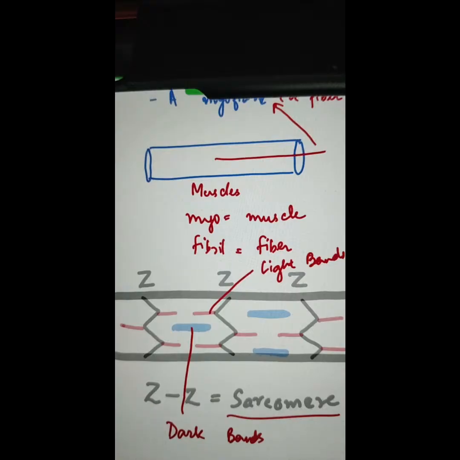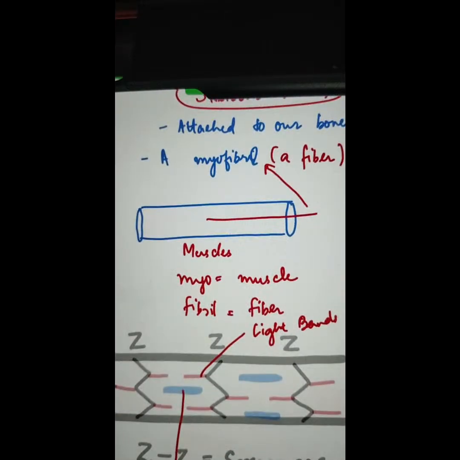Skeletal muscles are present in your limbs. You have two types of limbs, forelimbs and hind limbs. Forelimbs means your hands. Hind limbs means your legs, right? So in the form of bundles, muscles are present, and if you take out the smallest unit of that bundle, you will get this myofibril. So here I have drawn for you.